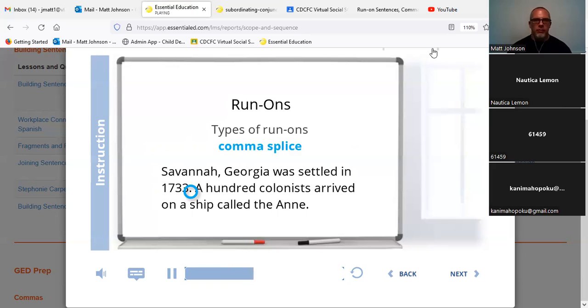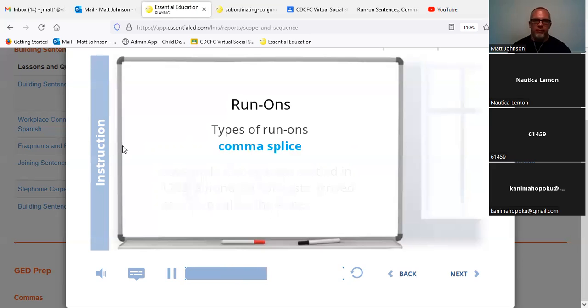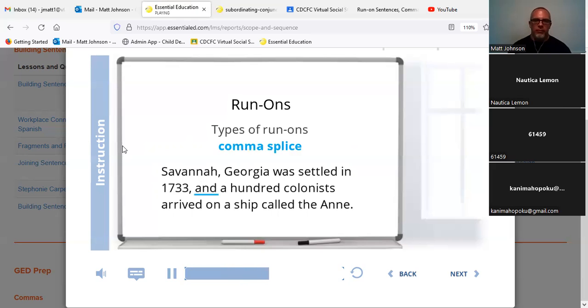Or you could use a semicolon. Savannah, Georgia was settled in 1733; 100 colonists arrived on a ship called the Anne. The third way is to use one of the fanboys words to join independent clauses. Savannah, Georgia was settled in 1733, and 100 colonists arrived on a ship called the Anne. That doesn't make a very good connection between the two sentences, though. The fourth way is probably better for this sentence. Make one of the sentences into a subordinate clause. Savannah, Georgia was settled in 1733 when 100 colonists arrived on a ship called the Anne. That makes a better connection between the two ideas.